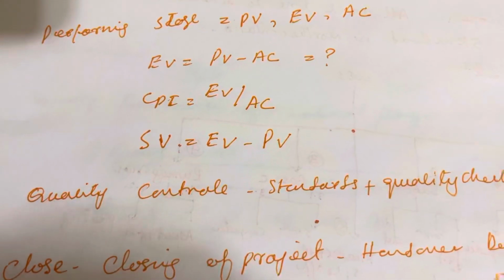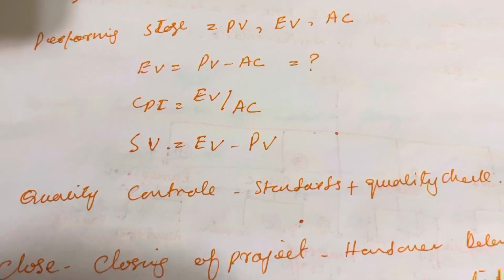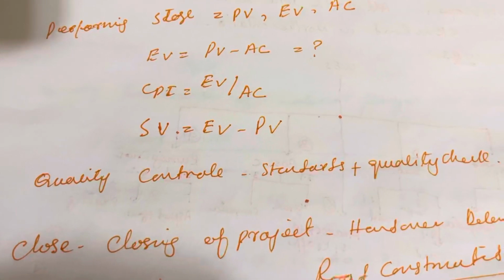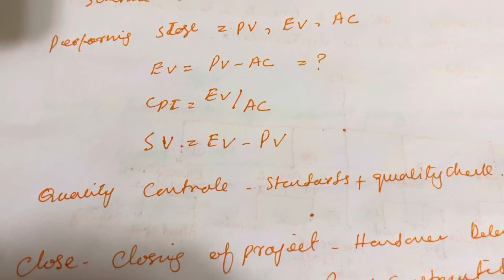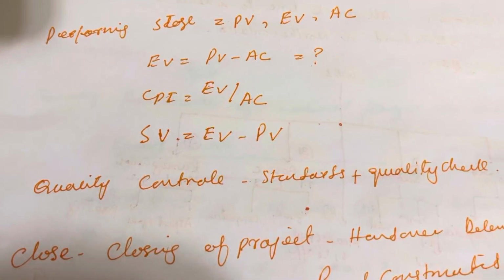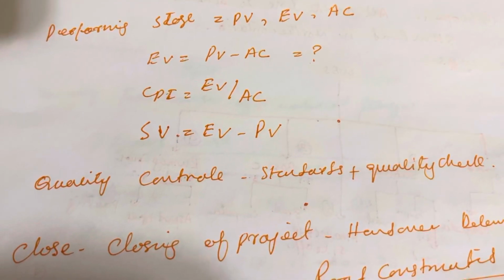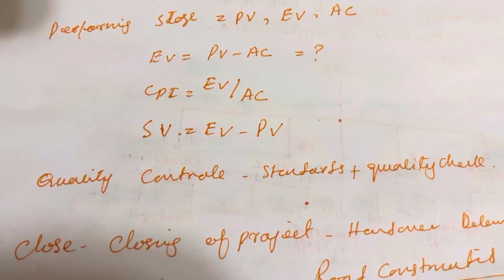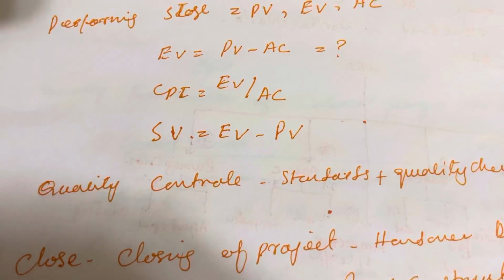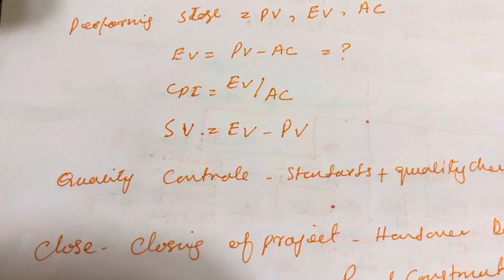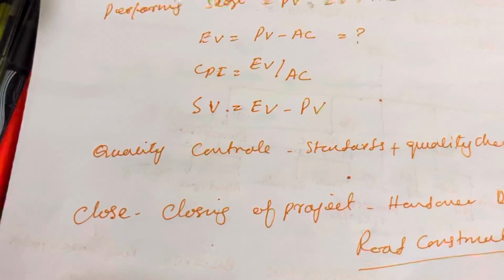CPI, the cost performance index, also gives you an idea when you divide earned value by actual cost. If it's below one, you are spending more. If it's above one, then it's good. If it's equal, it's okay. Schedule performance is earned value minus planned value. It tells you if you are ahead of or behind the schedule.